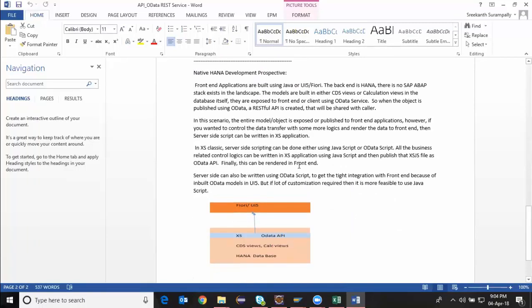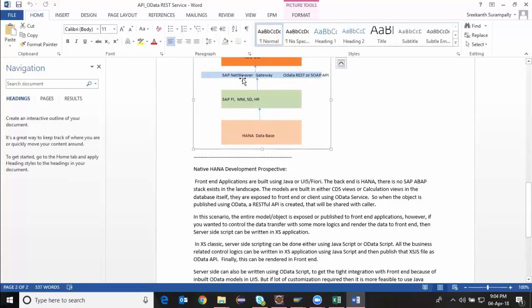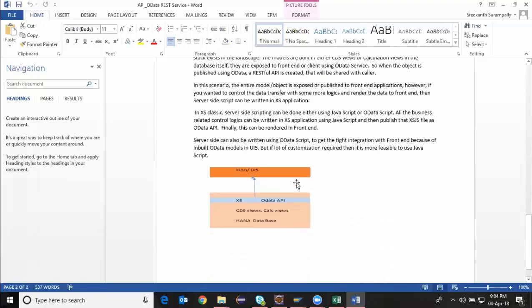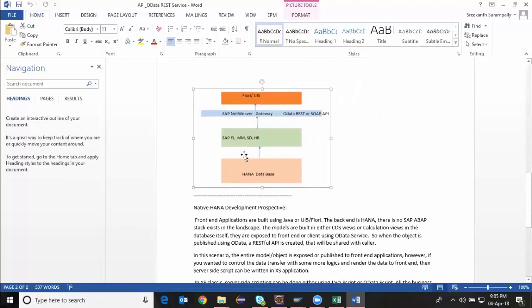And if you are completely using native, then you bypass the NetWeaver Gateway and use OData direct gateway. So either you use SAP NetWeaver Gateway for OData, or you use OData API if you're directly using native. But this is not applicable to you, because you're not going to work on native HANA application development. So unmark it. Only you will be working on NetWeaver Gateway.